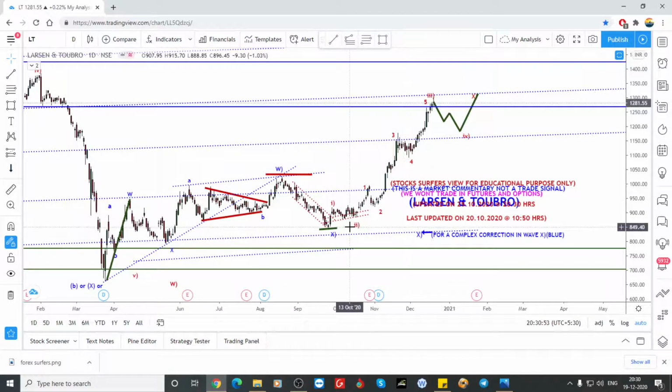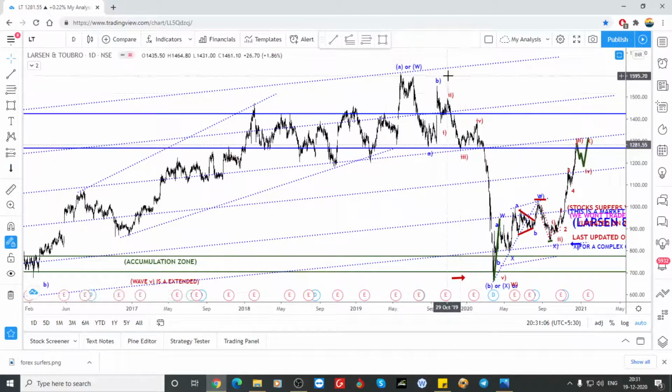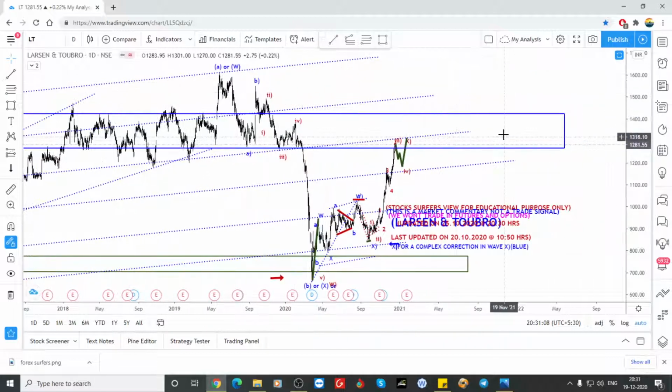It has not yet broken this. So A, B, C is a W, X. Again this A, B and C. So it will be 1, 2, 3, 4 and 5. And to break this high of 1600 in coming days, if it is a diagonal triangle pattern.